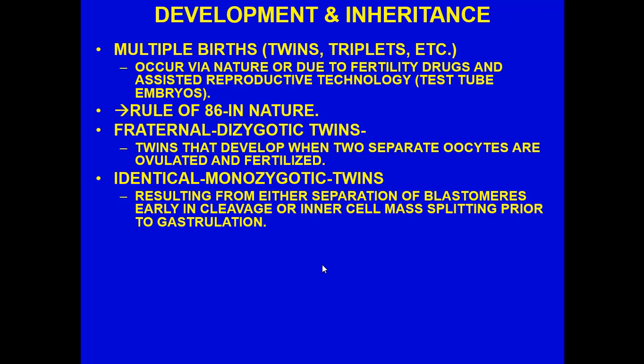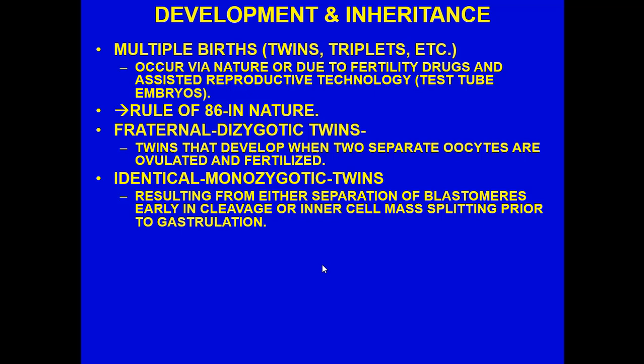Rule of 86, in nature, one out of 86 births is twins. If you take 86 and square it, one out of 86 squared will be triplets. One out of 86 cubed, okay, that's 86 to the third power, will be quadruplets or four. Okay, and you can keep going that way.